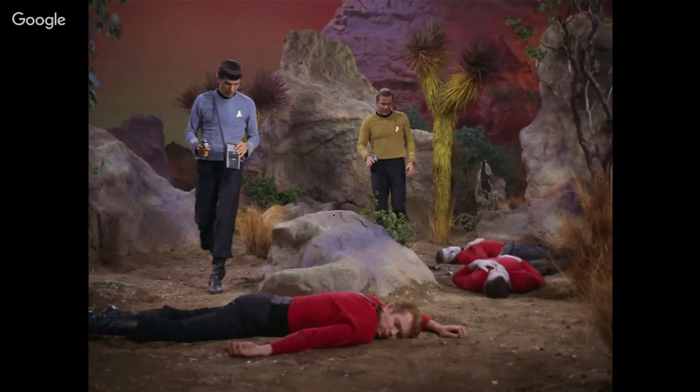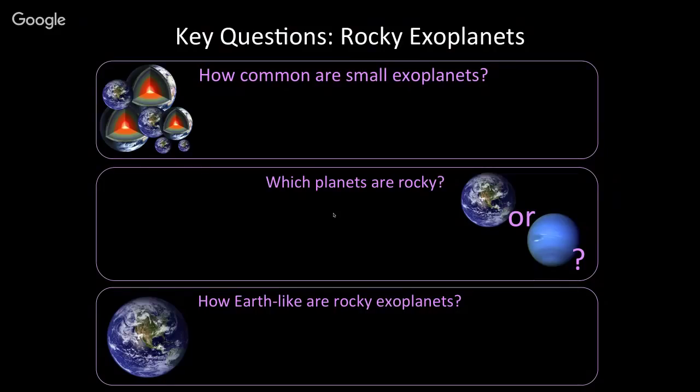So in my talk today, I'll focus on three main questions related to rocky exoplanets and give you essentially the current empirical constraints on each of these questions. So the first is, how common are these small exoplanets? Are rocky planets rare, or are they very abundant? The second question, which planets are rocky? And finally, how Earth-like are these rocky exoplanets that we're starting to discover and to characterize?